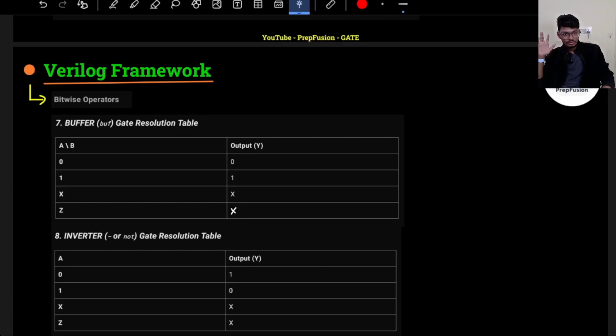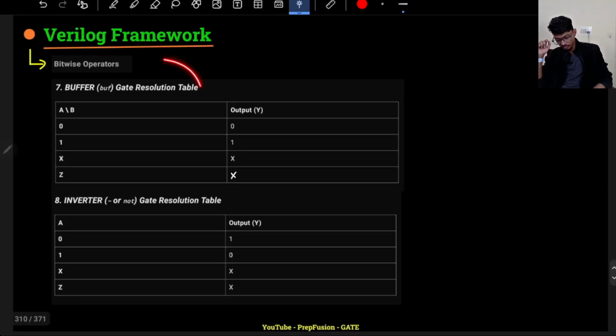Okay, so we have this buffer. Buffer can be modeled but not synthesized in Verilog. Just be careful about this buffer thing. It can be modeled but not synthesized in Verilog. So sometimes your code may not be converted to hardware.